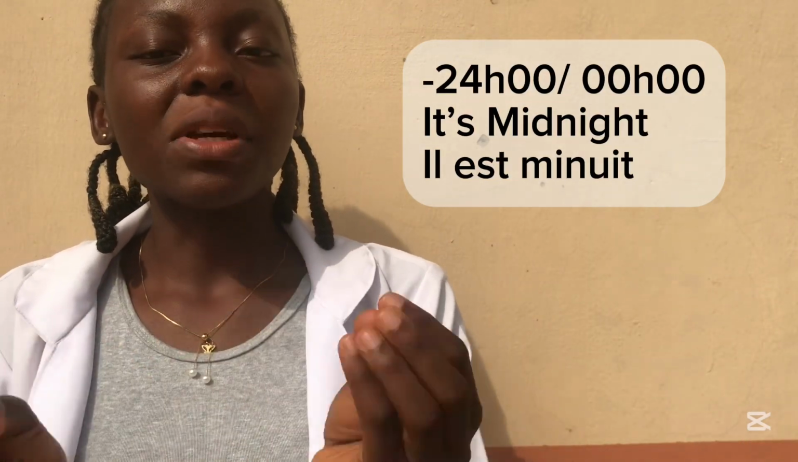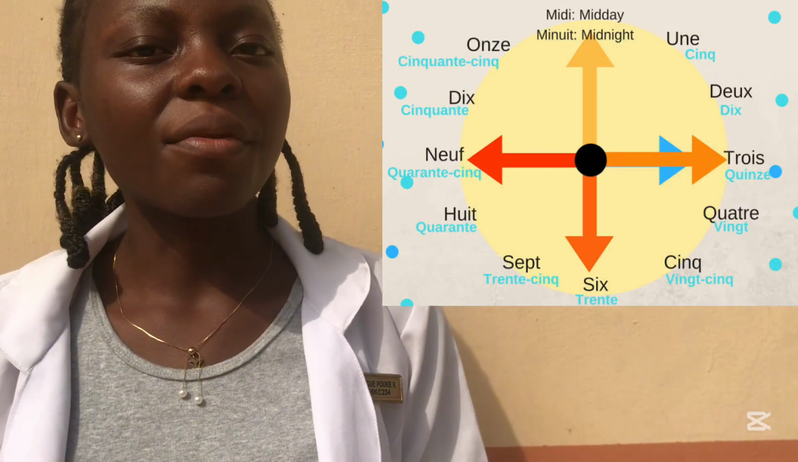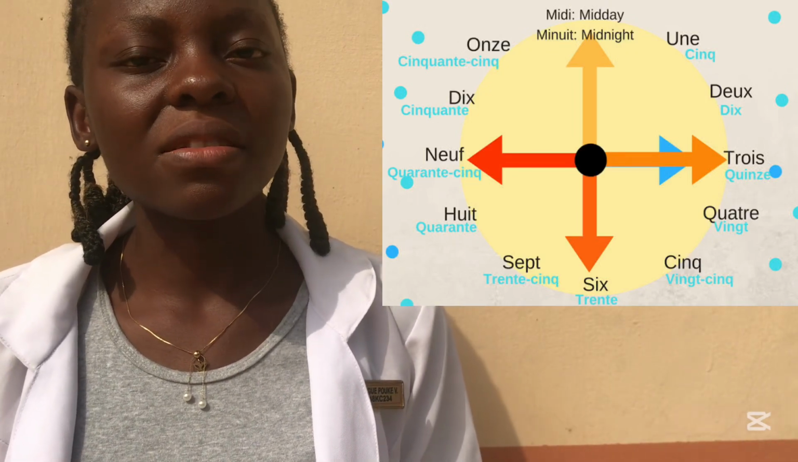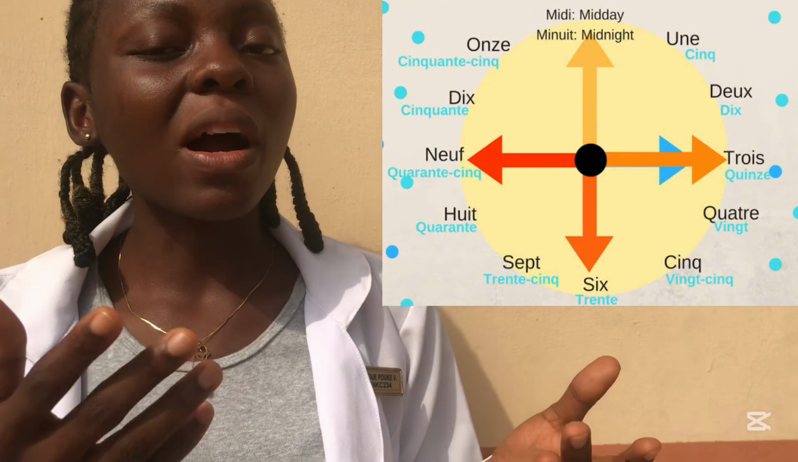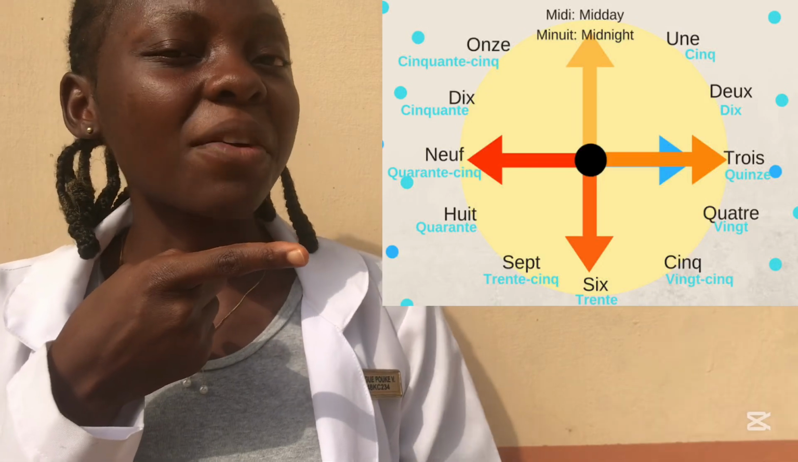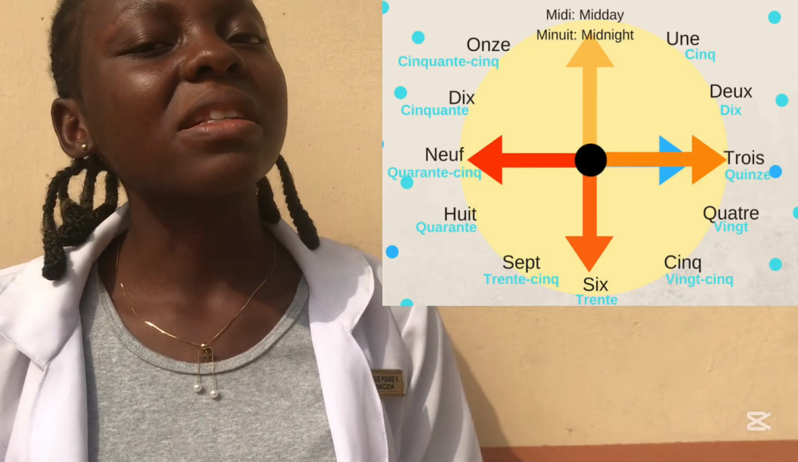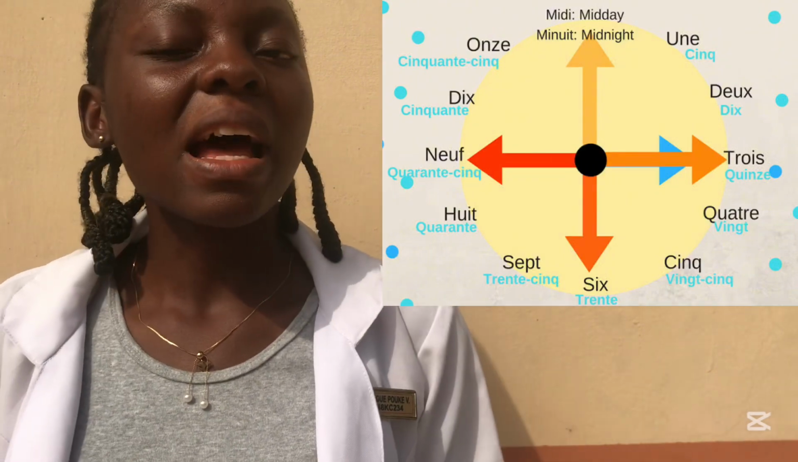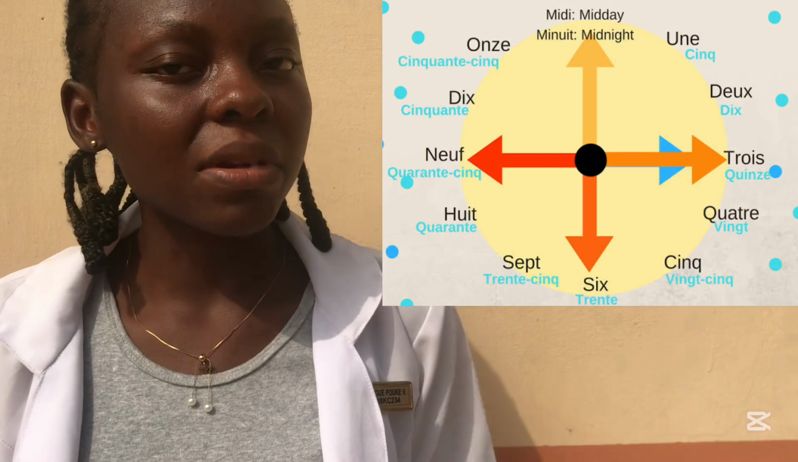Let's learn the minutes, how to say the minutes in French. Okay, so for the minutes, for the first half and the second half, it's almost the same thing, right? It's just the minutes. So if the longer pointer is pointing at 1, that's 5 minutes. At 2, that's 10 minutes. At 3, that's 15 minutes. At 4, that's 20 minutes. At 5, that's 25 minutes. At 6, that's 30 minutes.